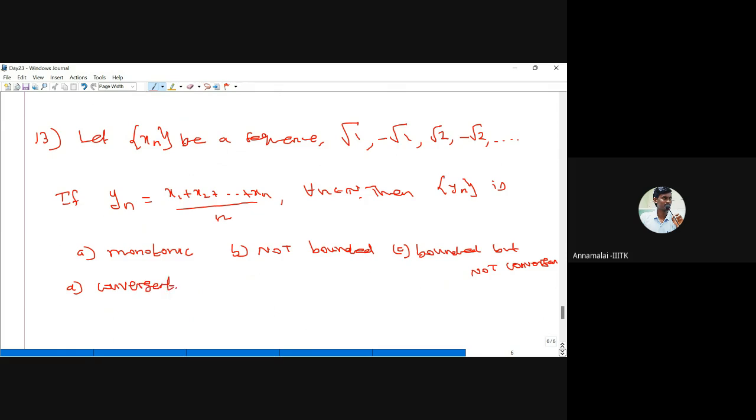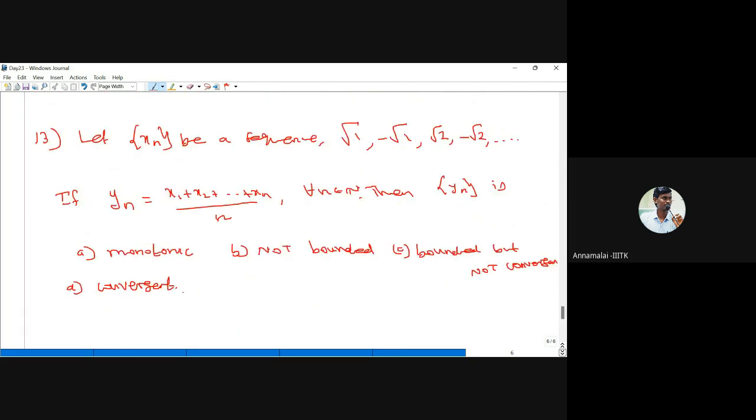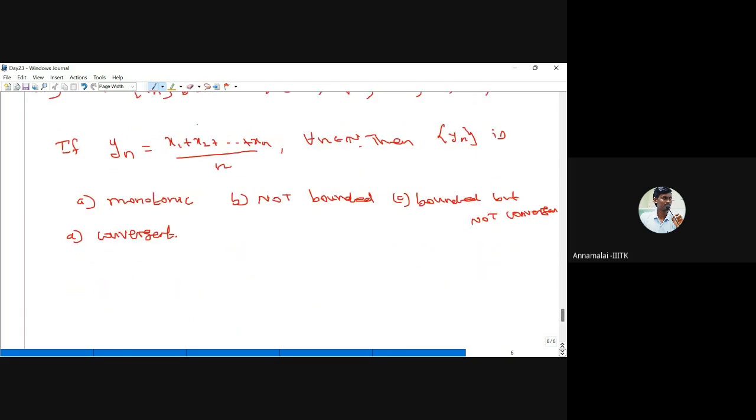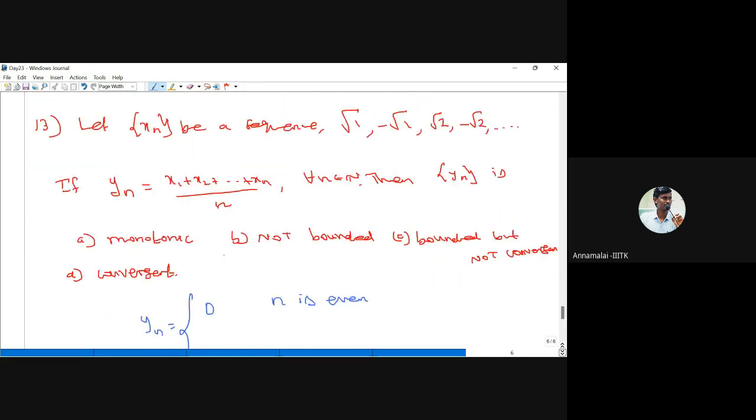So the yn's depend upon n. There are two possibilities. If n is even, then you just have to add the first even number of terms. Therefore you always get 0, because we get alternately plus and minus. You'll get always 0 by anything.